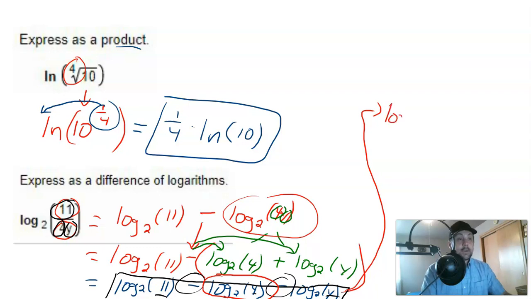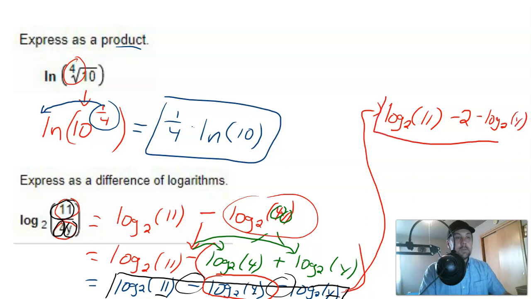So my final answer here is going to be log base 2 of 11, since I can't simplify that one, minus log base 2 of 4, which simplifies to 2, because how many powers of 2 does it take to equal 4? The answer is 2, minus log base 2 of y. And so this would be my final answer.